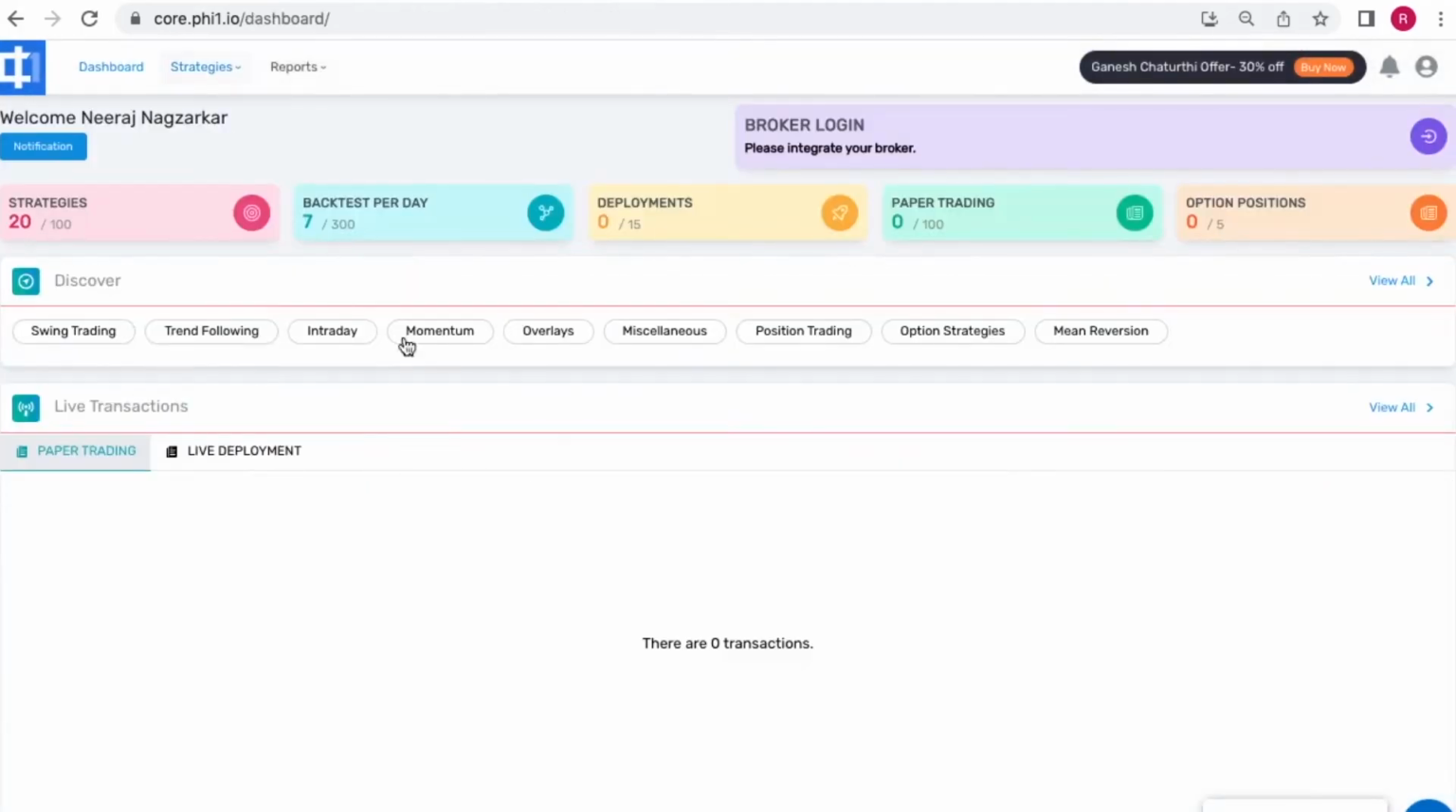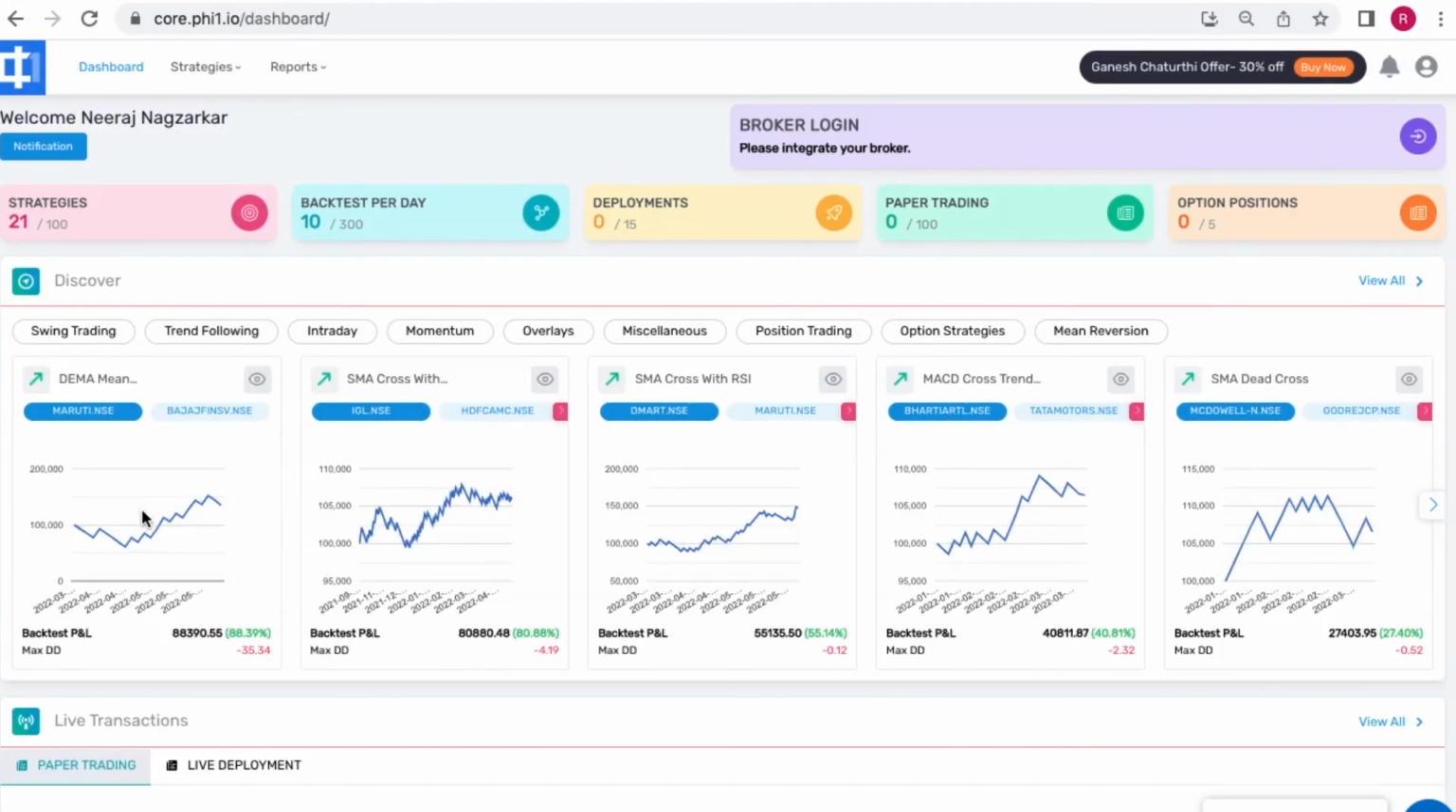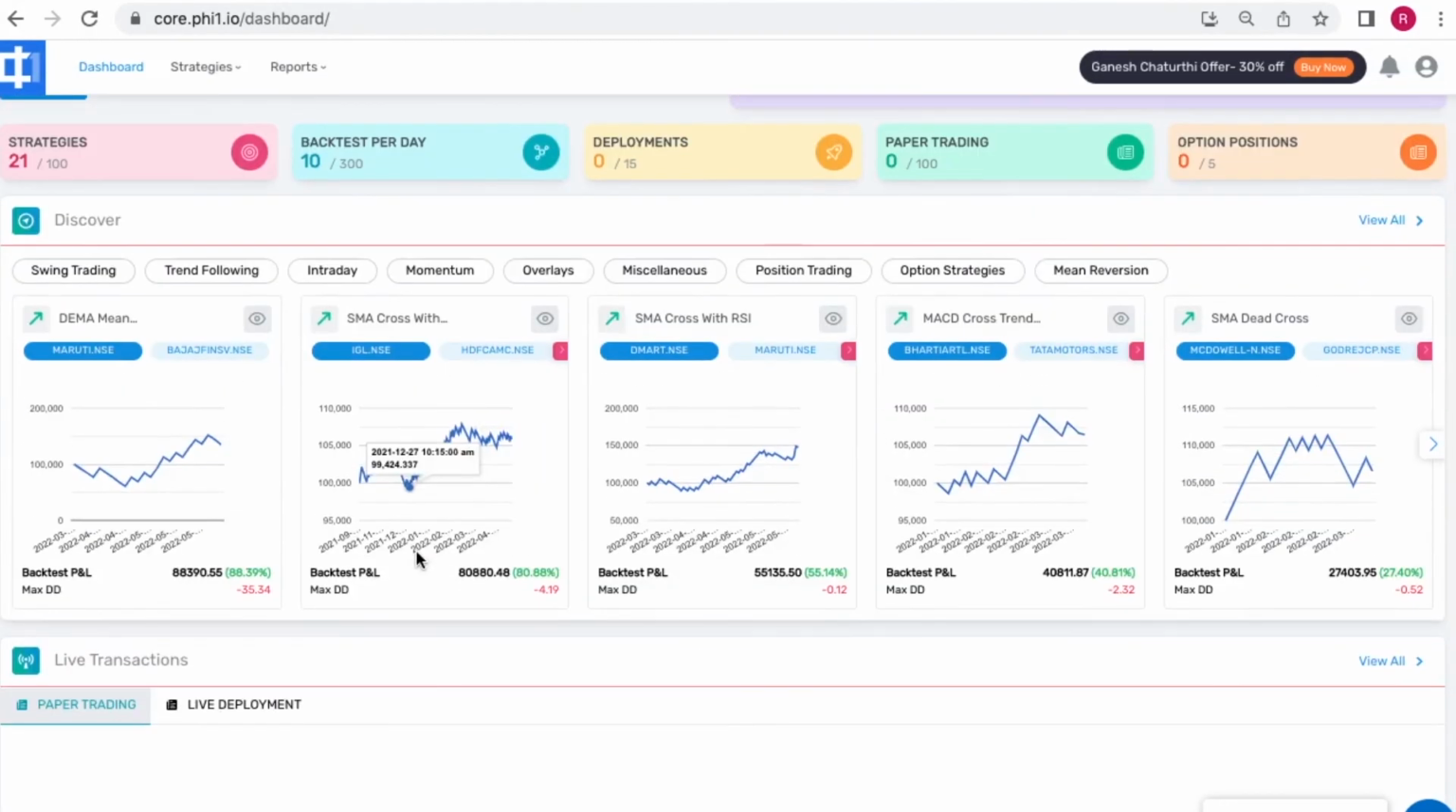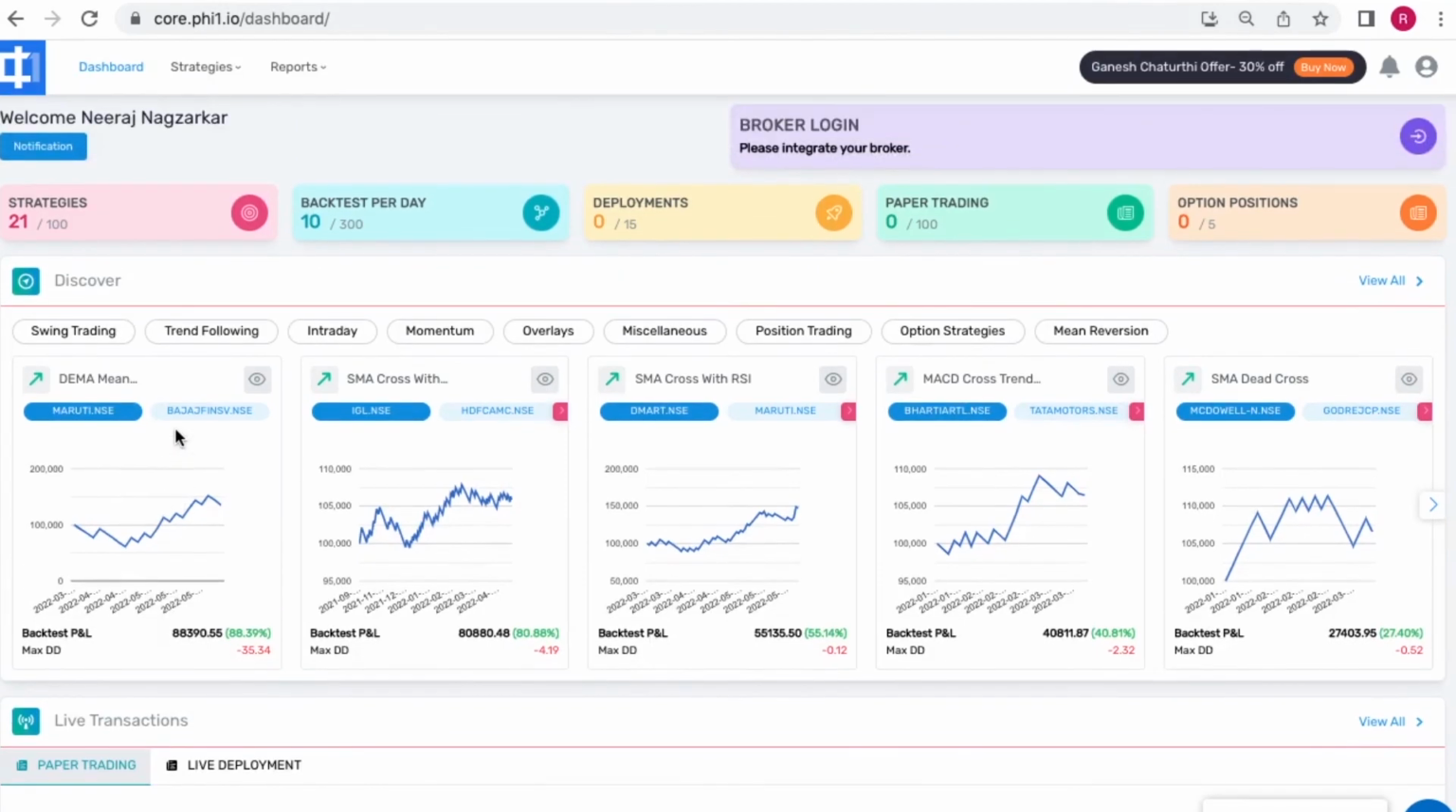You can also find ready-made templates for this strategy here, along with many other strategies. You also have the option of selecting and tweaking the parameters that you'd like to as per your needs.